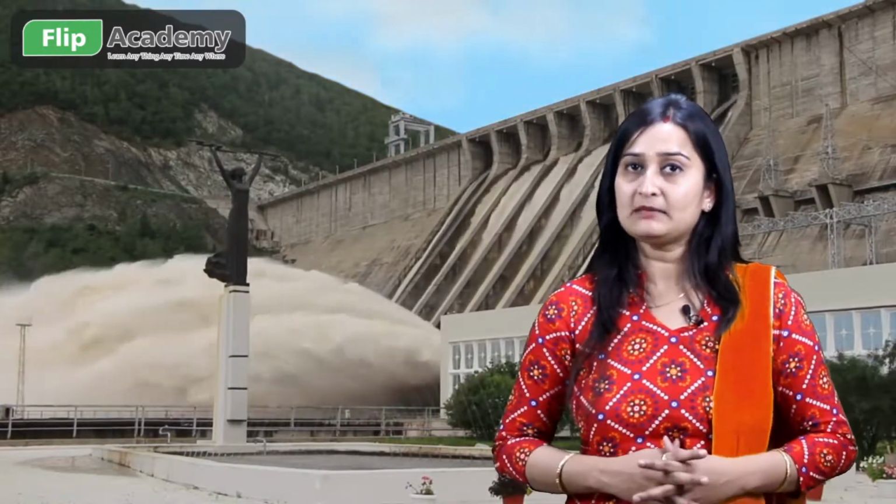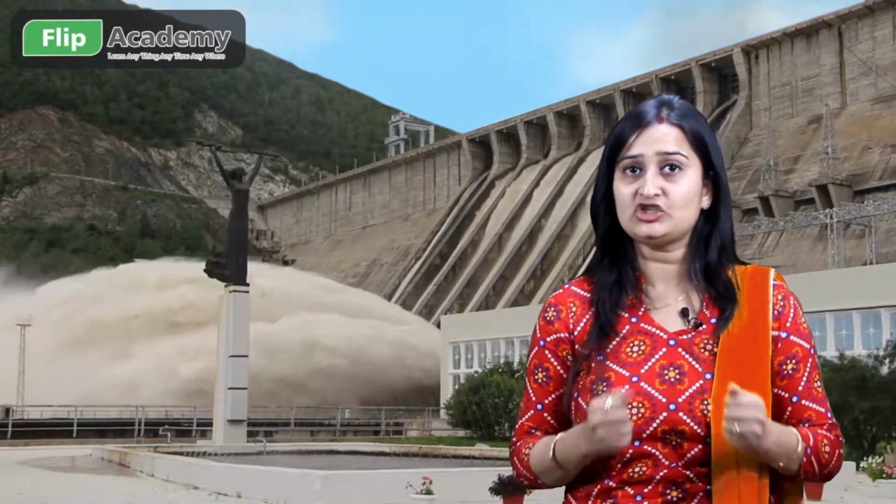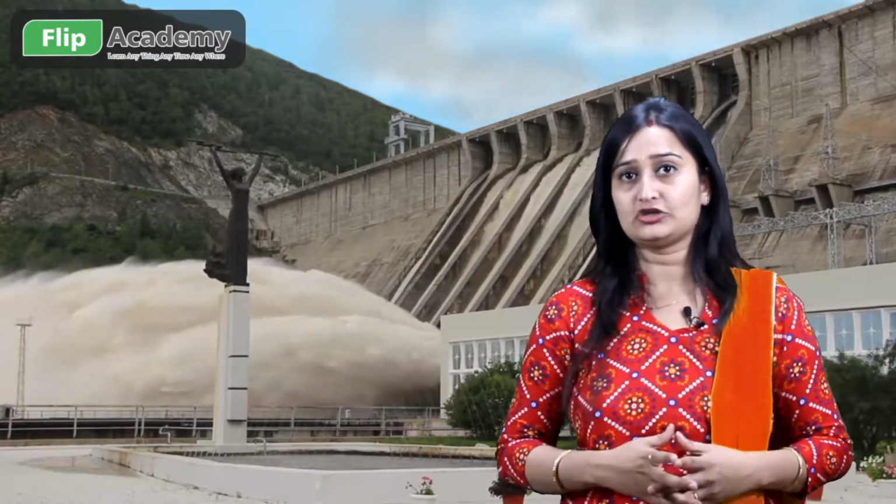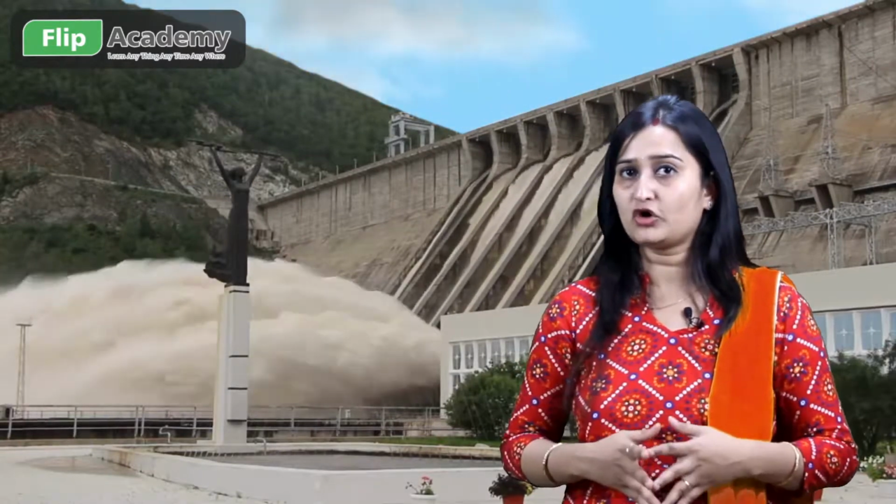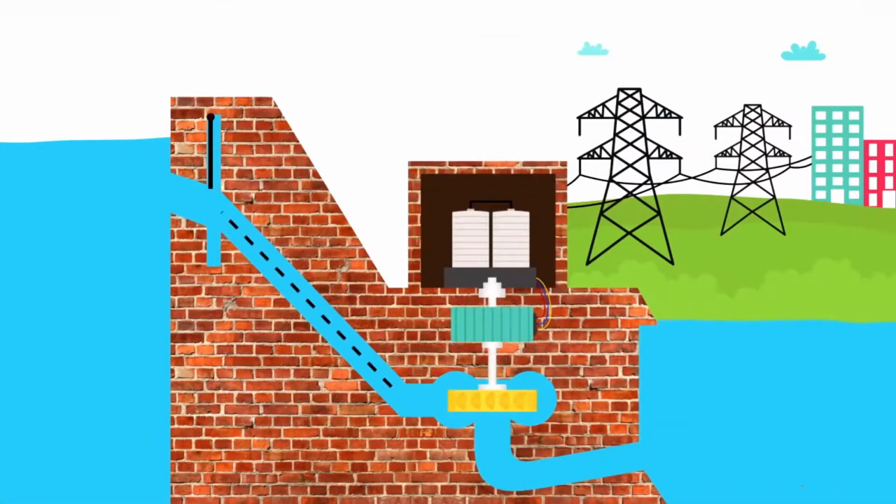Due to this high amount of kinetic energy, the pressure in the water is also very large. And this high pressure of water, when it is made to fall on the rotating blade, which is called the turbine, then the turbine starts rotating with it. The turbine rotates due to the high pressure of water.